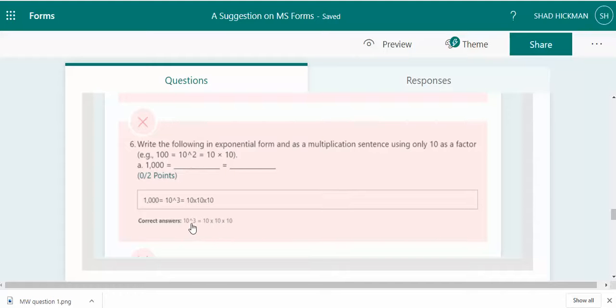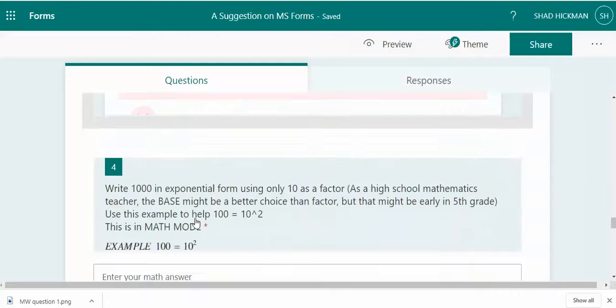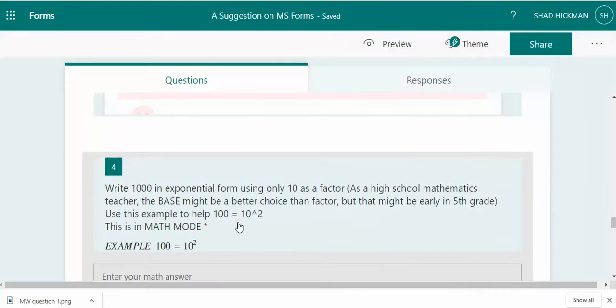I know it's in text mode because it has that up arrow. I don't care if you're in math mode or in the text editor mode, because they're both okay. The bad thing is you can't mix the two, which is disappointing, but that's okay.